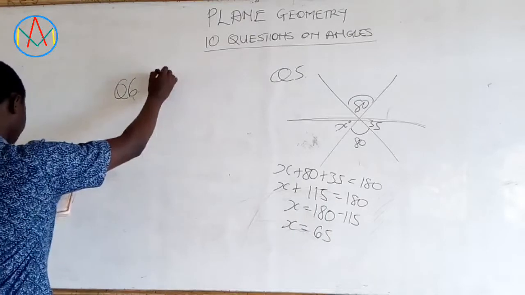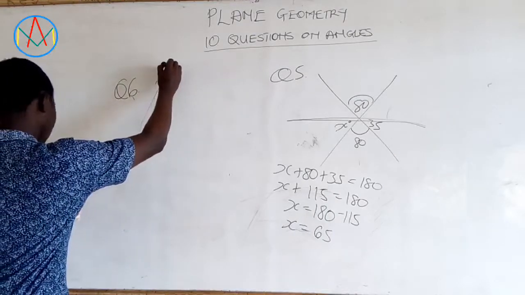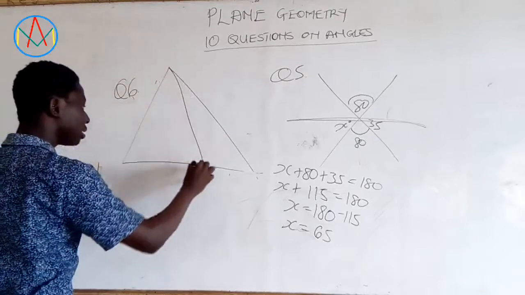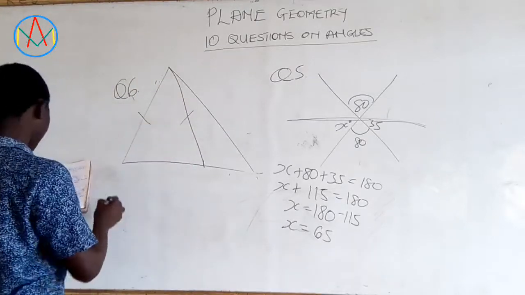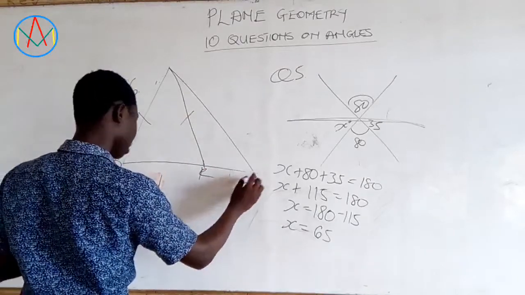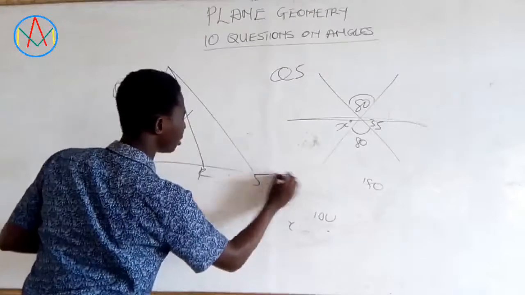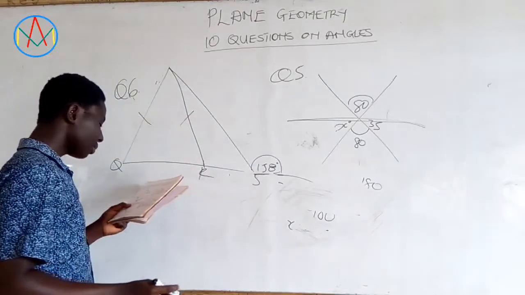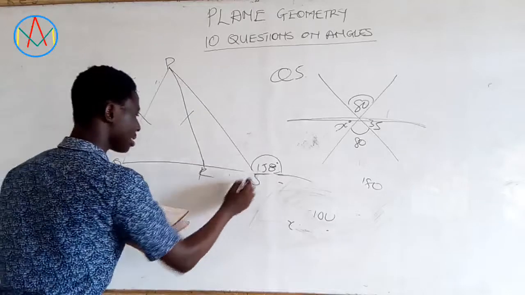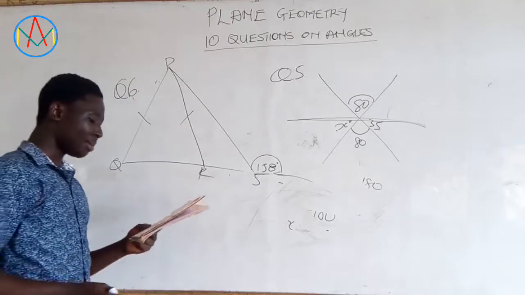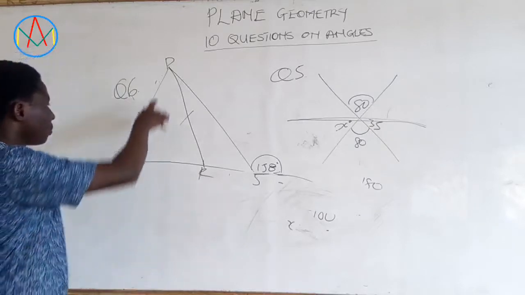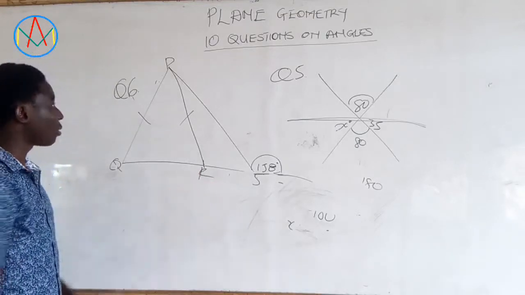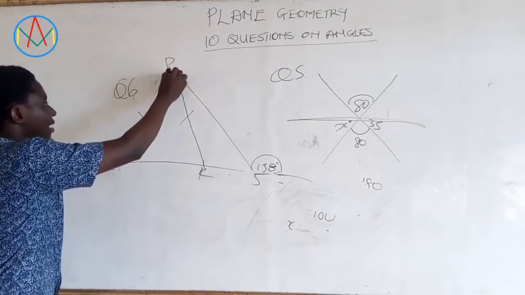We have this diagram. Triangle inside. Say this is equal to this side. Q R S. Here is 158 degrees. P S. Okay. In the diagram, PQ is equal to PR. Find the size of the angle QPR. QPR, meaning we are finding the size here.